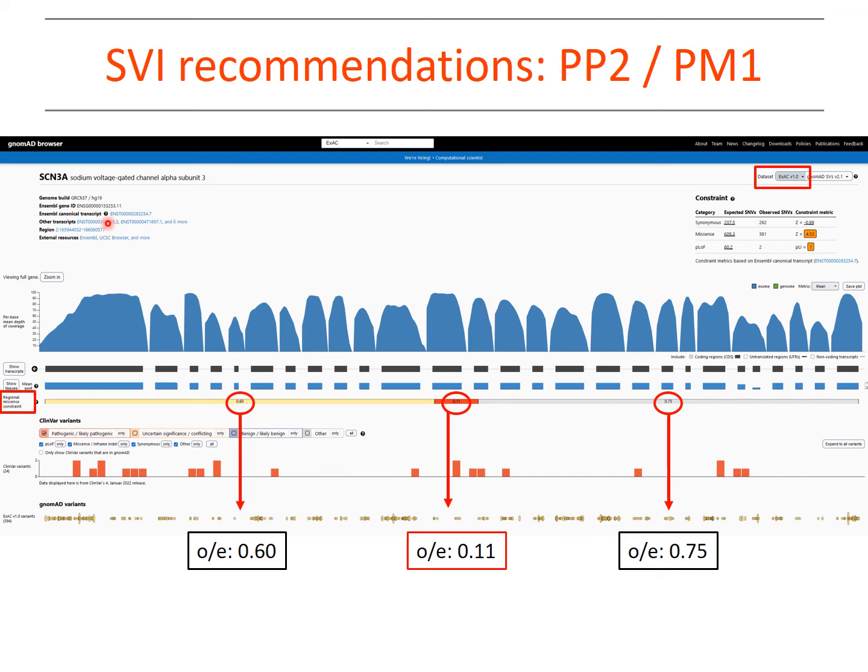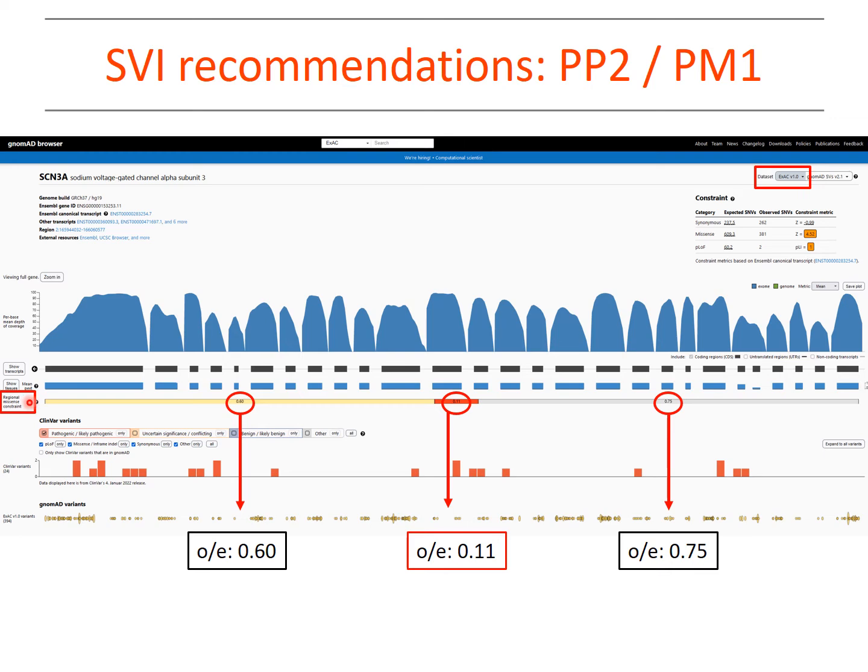Again, I use the gnomAD browser for this, and in this case, this is an example for the SCN3A gene. You can look here, but then very importantly, you have to change the dataset. Not gnomAD, but ExAC version 1.2. So you have to click on this and select ExAC version 1.2. Only in ExAC, you can see this track, the regional missense constraint score. This is only available in ExAC.